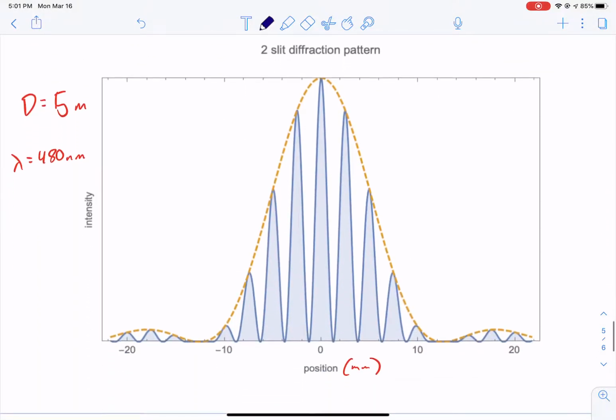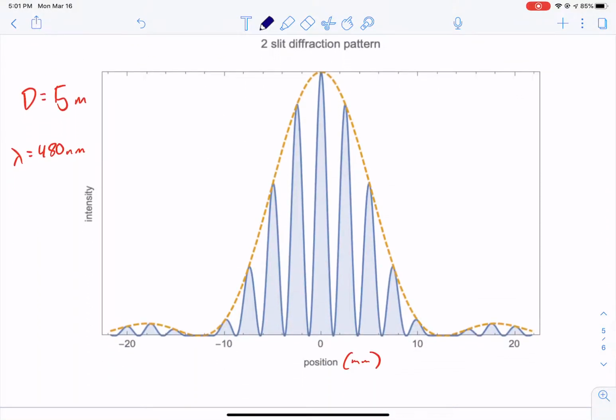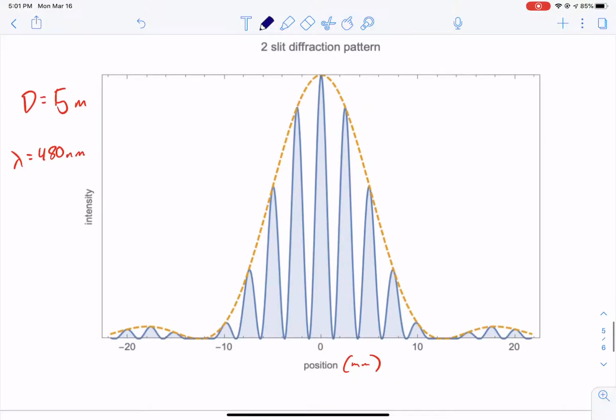Now the second problem we're going to do looks at the same graphic we've seen before. And I've made a few adjustments to this pattern. First of all, we're going to say the distance from the slit to the screen is 5 meters. We're going to say the wavelength of light is 480 nanometers. And the positions that we see on the x-axis will be in millimeters.